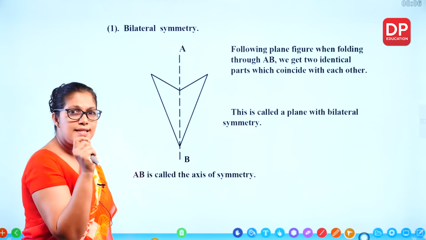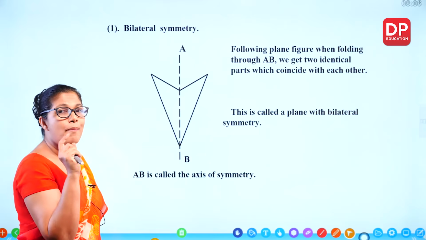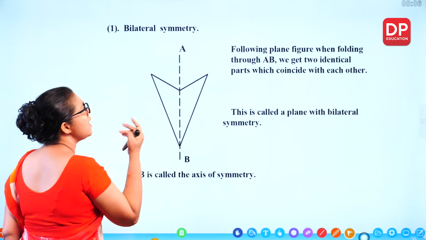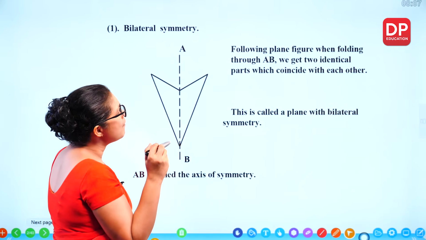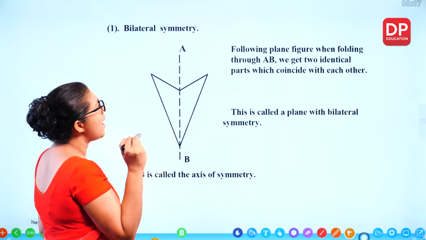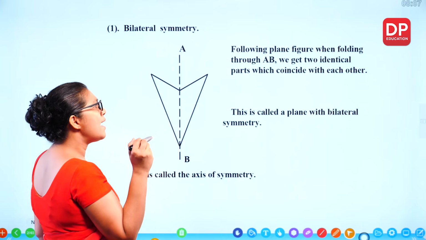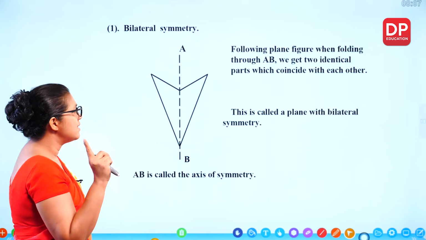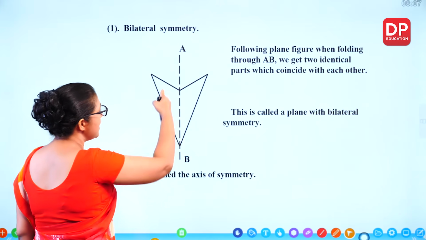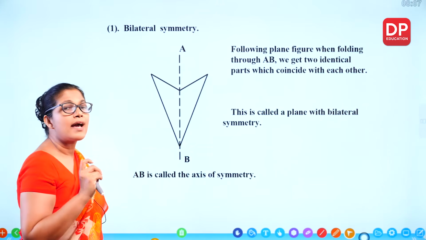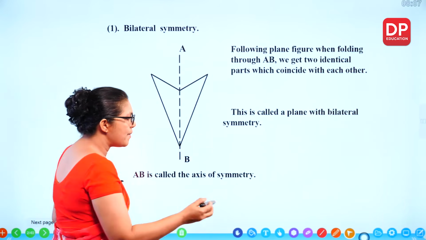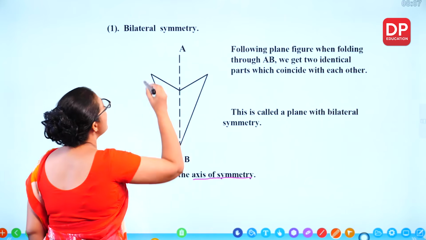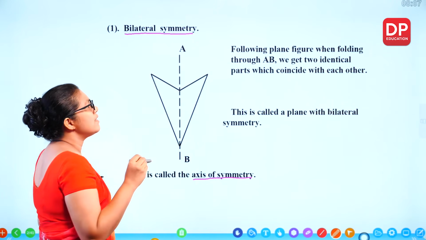So we call this bilateral symmetry. Bi means two, so it divides this figure into two equal parts. In the following plane figure, when folding through AB, we get two identical parts which coincide with each other. This is called a plane with bilateral symmetry. So AB, this line, is the axis of symmetry. So remember these words: axis of symmetry and bilateral symmetry.